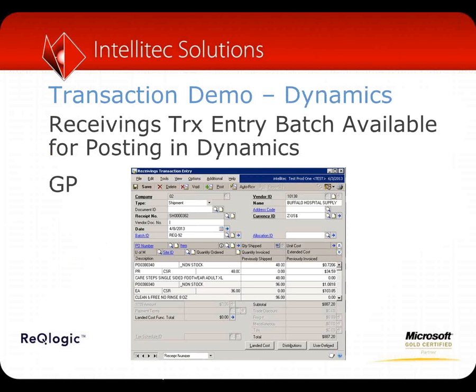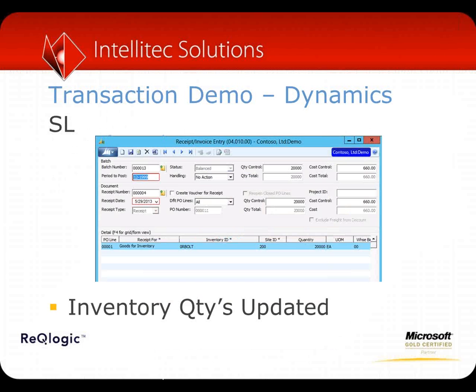Okay, so all that I just mentioned in the previous slides occurs in RecLogic. Once we receive a shipment, we would either come to Great Plains to review the receiving's transaction entry, or we can go into SL, and again, I'm just showing GP and SL here.